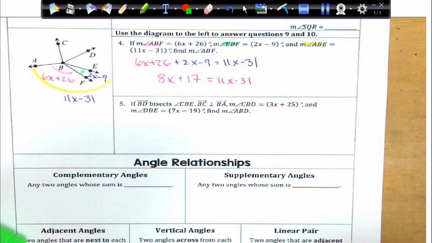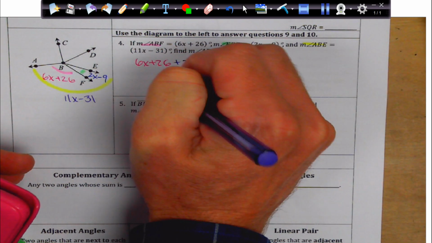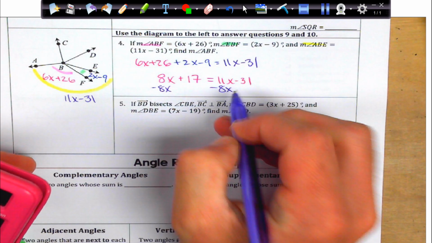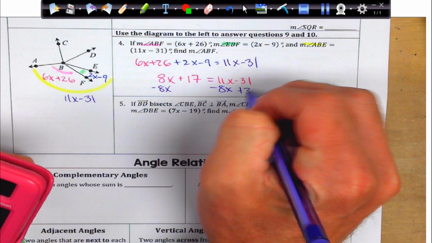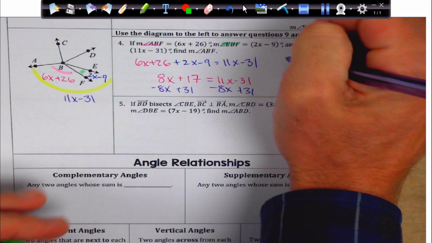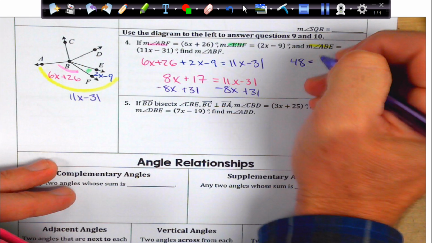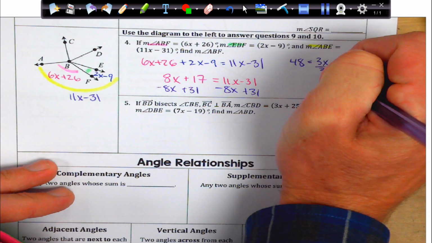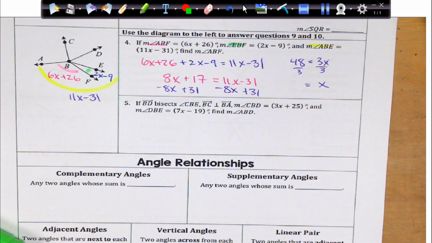Now we want to move. Again, 8x is smaller, so I'm going to move the smaller one over. While I'm doing that, since I'm moving the x over here, I'm going to move the 31 over here. So 17 plus 31 should give me 48, and 11 minus 8 should give me 3x. When I divide by 3, x is going to give me my final answer of 16.